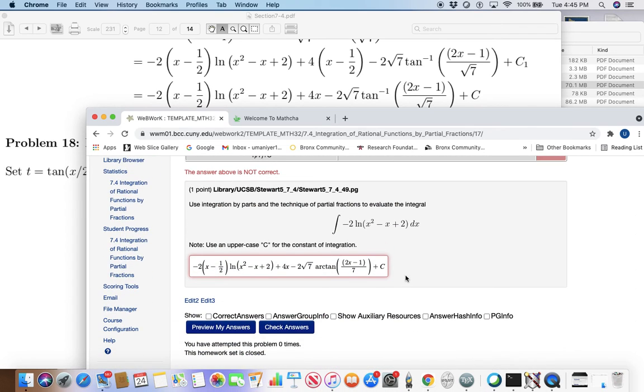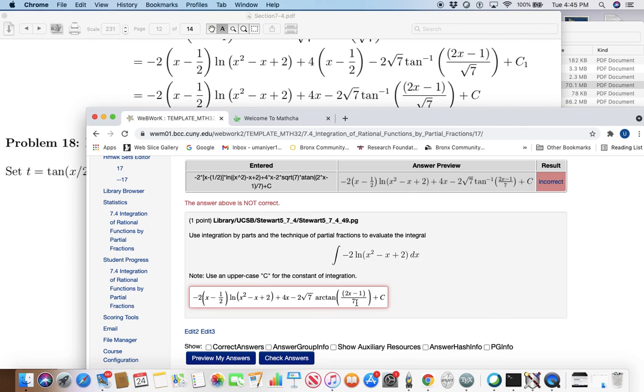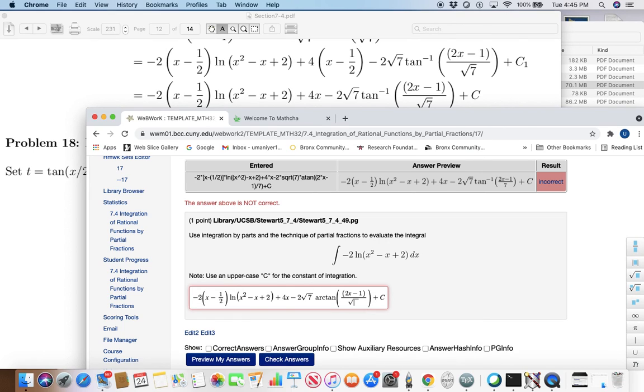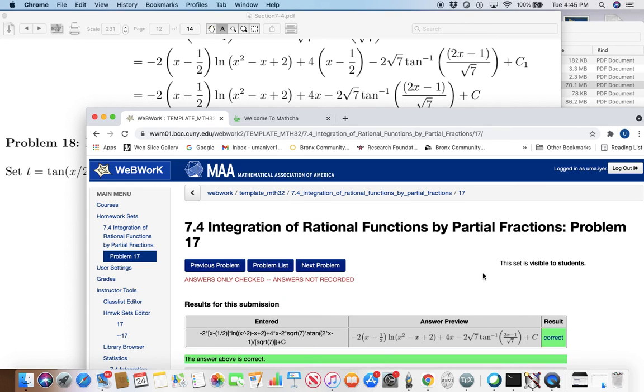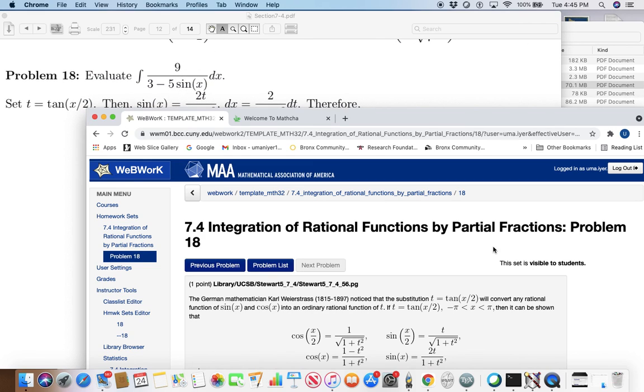Whoops, did I make a mistake somewhere? Negative 2x minus 2 natural log x squared minus x plus 2, minus 4x, minus 2 square root 7 arctan of 2x minus 1 over square root 7. Oh, that should be a square root 7. So there you go. Now I hope it works. That's correct. Okay, let's continue with the next problem in the next video.